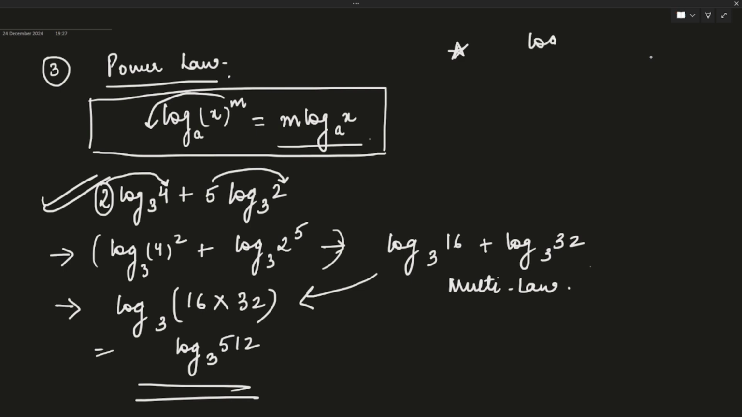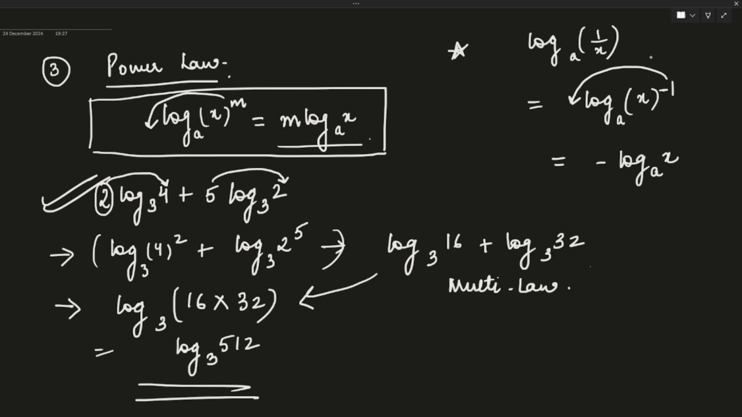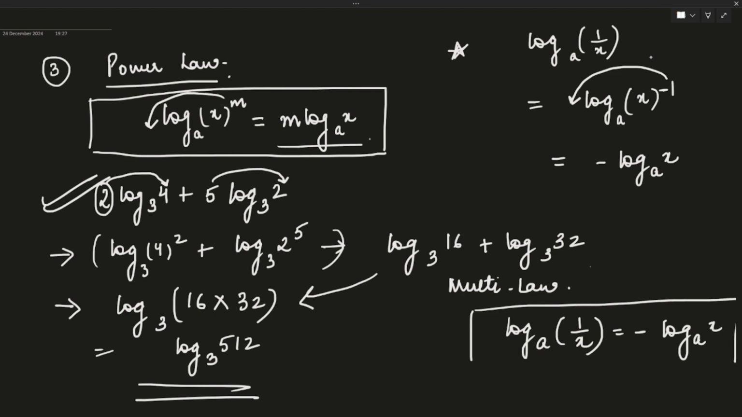Suppose I take an expression log of 1 upon x to the base of a. If we take this expression, we can write it as log of x to the power of minus 1 to the base a, since we can write 1 upon x as x to the power of minus 1. By using power law, if we shift this minus 1 to the left side of the log, this will become minus log x to the base a. So we get one more important result, that log of 1 upon x to the base of a is equal to minus log x to the base a.